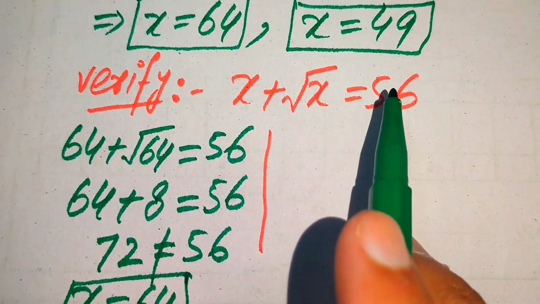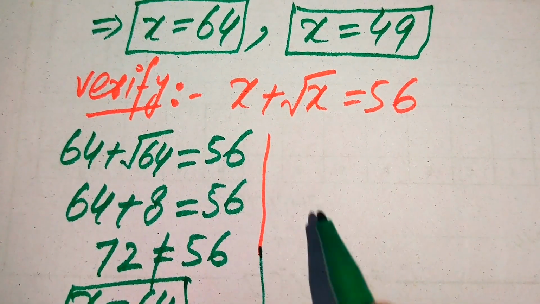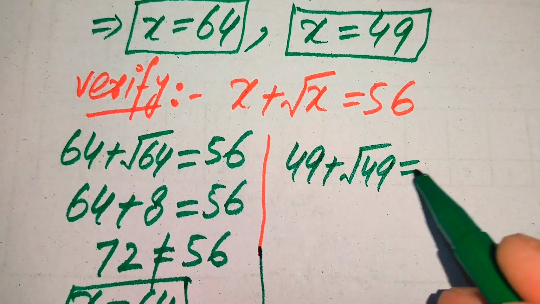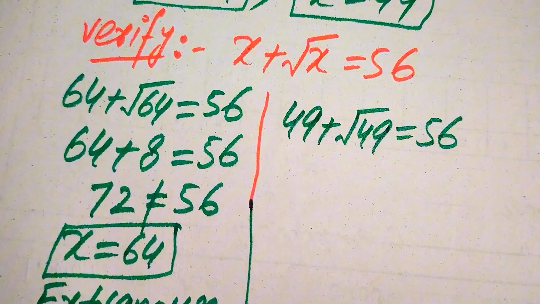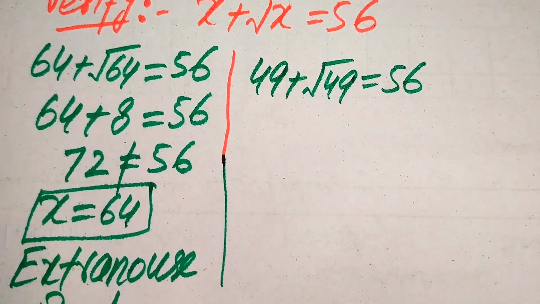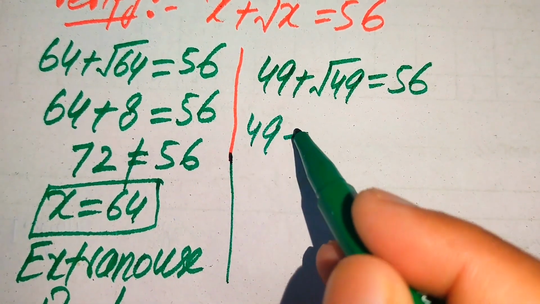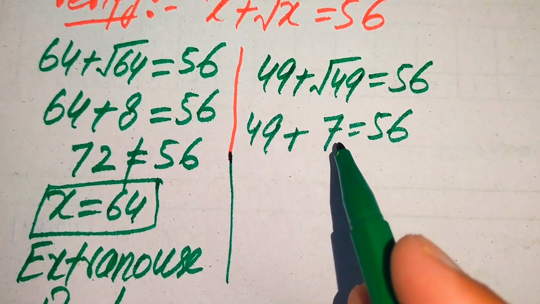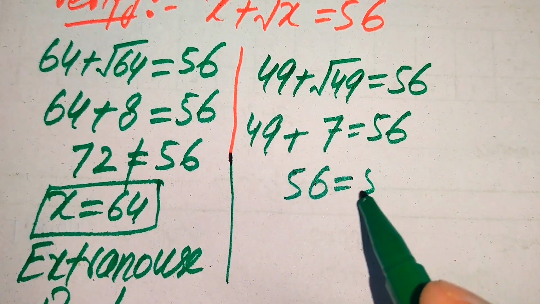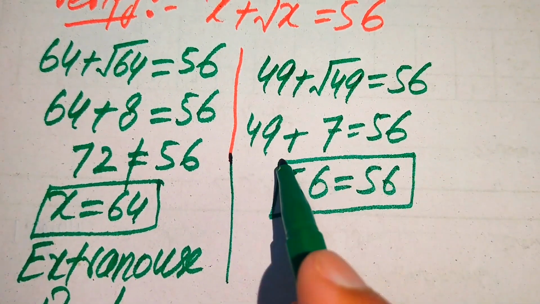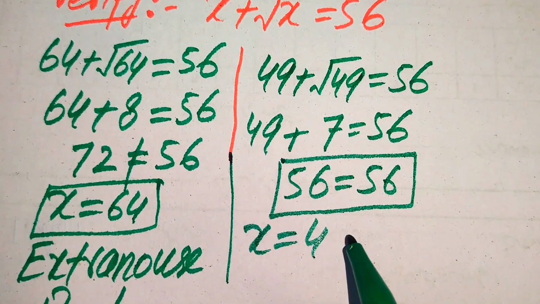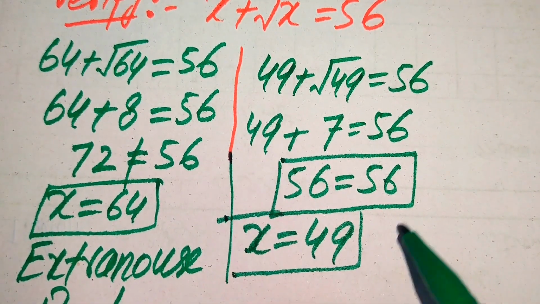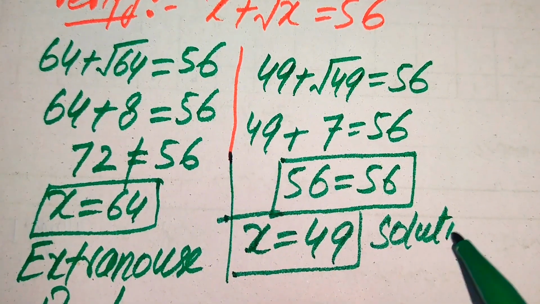Now we move toward the second value of x, which is 49. We put this value here and it is written as 49 + square root of 49 = 56. You see that square root of 49 becomes 7, and 49 + 7 becomes 56, so 56 = 56. This shows that x = 49 satisfies our given question statement. So x = 49 is the solution of the given equation.